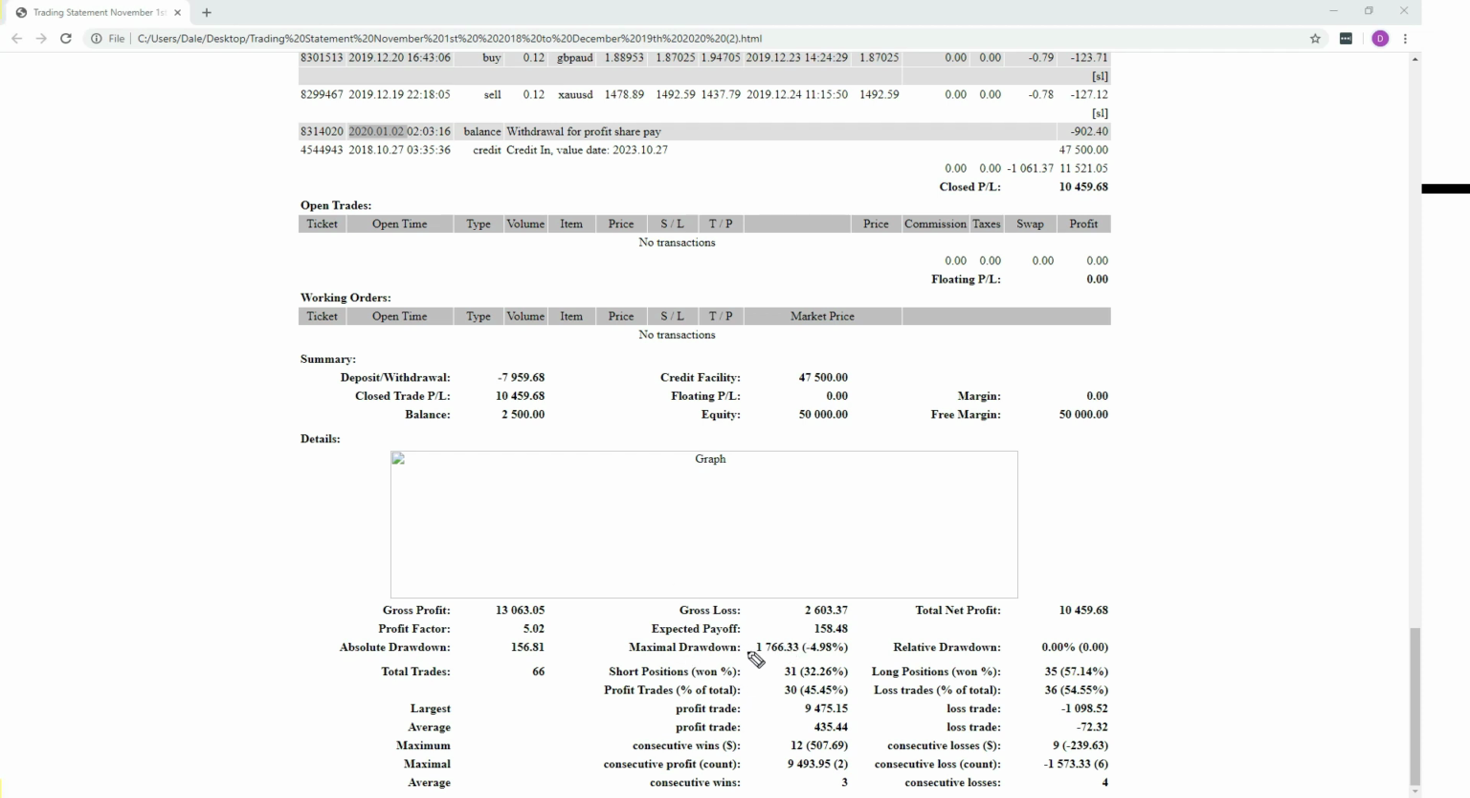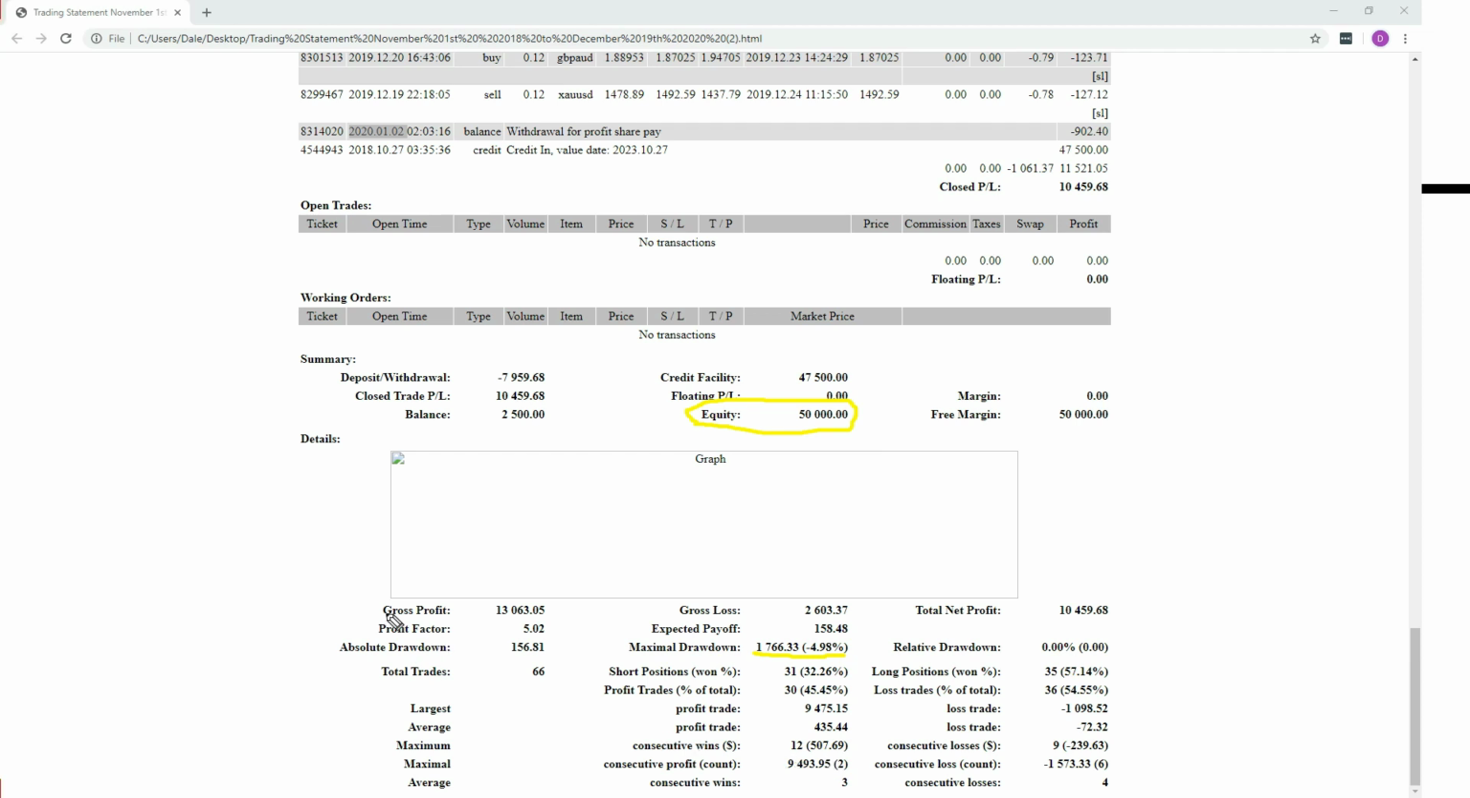First of all, you always want to look at somebody's maximum drawdown. My maximum drawdown is 4.98%. So on my equity balance, which was 50,000, I drew down a maximum of 5% of that account, which is just short of £2,000. So that was the maximum drawdown, okay?